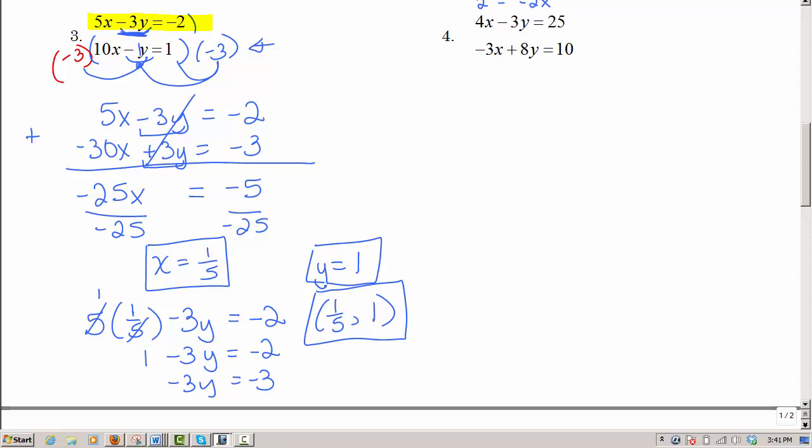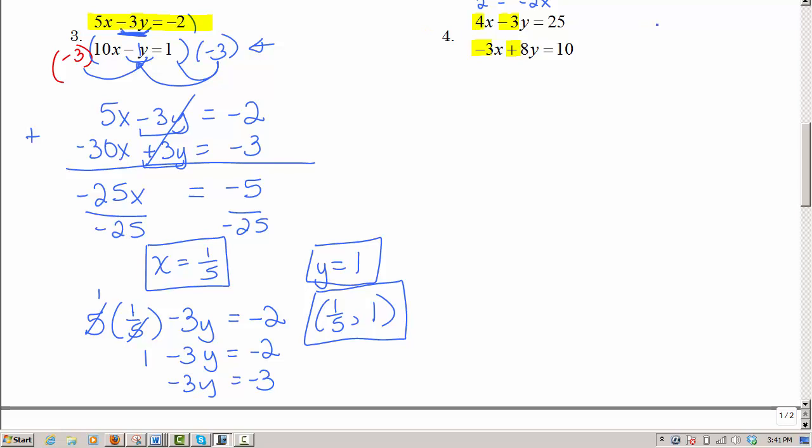Number 4 is going to require us to do even more work. So our x's at least are opposite. I have a positive 4 and a negative 3, but those don't add to 0. And my y's are also opposite, but they don't add to 0. So I have to look and decide, do I want to get rid of my x's or my y's?